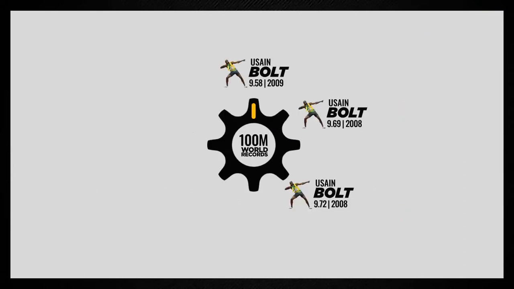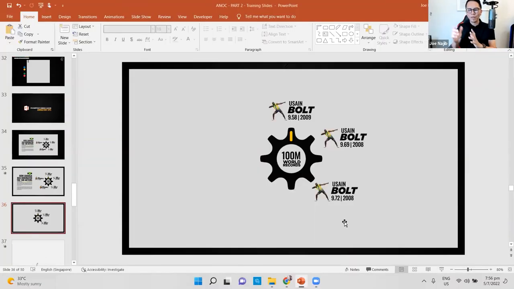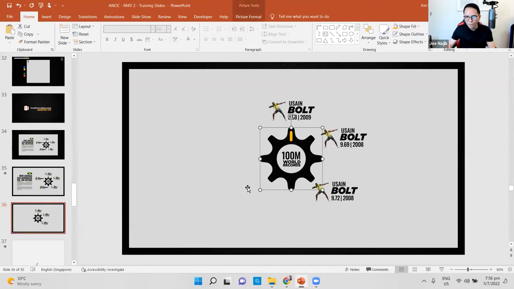So I'm going to show you how it's done, right? How I did it was, first I went to Google and searched for a gear. Just search "gear icon transparent PNG" and you'll find something like this. But most gear icons that you get on Google will not come with a light or a yellow bar like that.